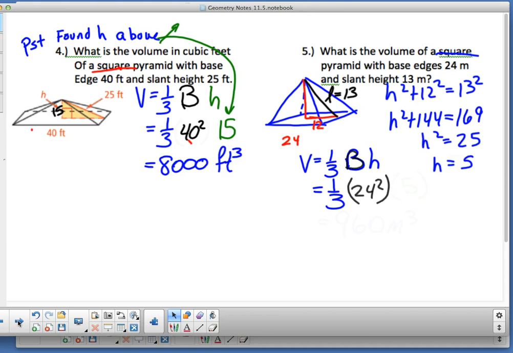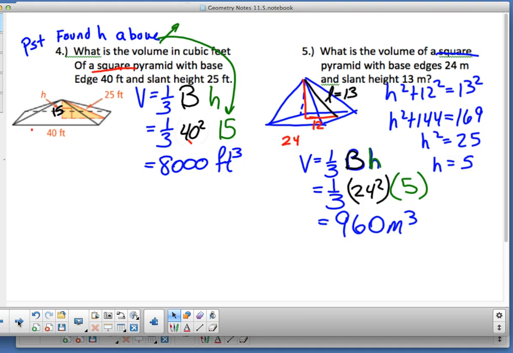Big B happens to be 24 squared because it's a square, times H. As I'm doing this, H is 5. That's what we just found. Now, 1/3 of 24 squared times 5. Pop it all in my calculator, and I'm coming up with 960 meters cubed. Are you doing okay? Is it making sense?